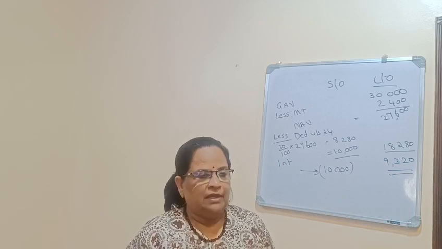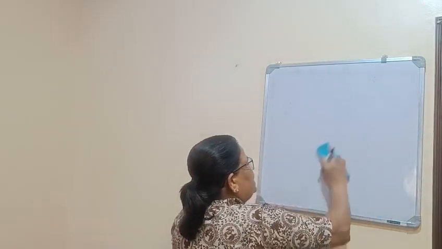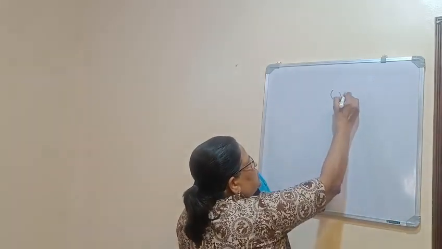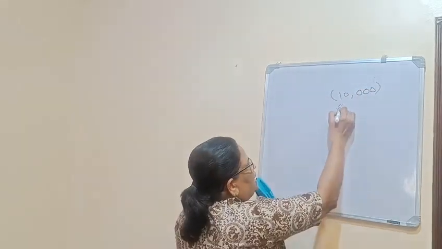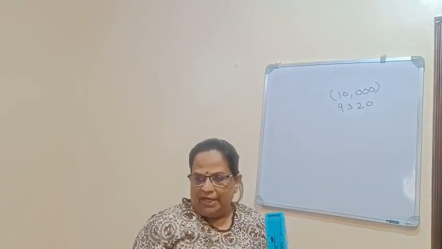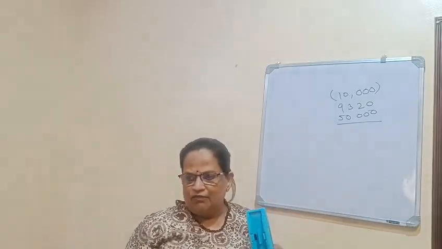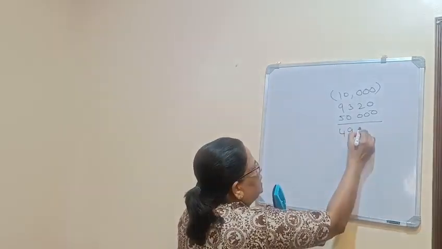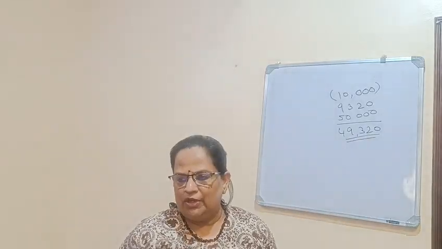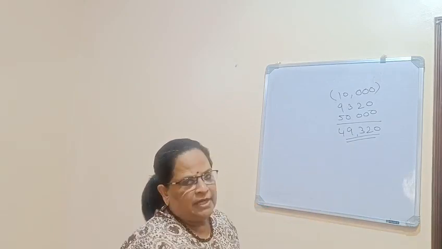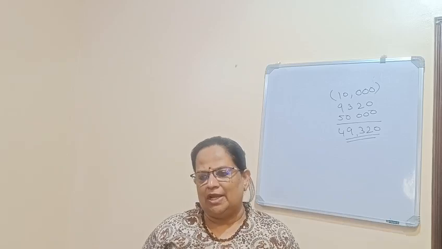Now we have to calculate the taxable income. As per the old scheme, 10,000 loss is there from the self-occupied house property. Let out house property profit 9,320. Income from other sources 50,000. So taxable income for him is 49,320. If you are following the new scheme, you have to remember it will be 59,320, as interest on loan for construction of self-occupied house property is not allowed.